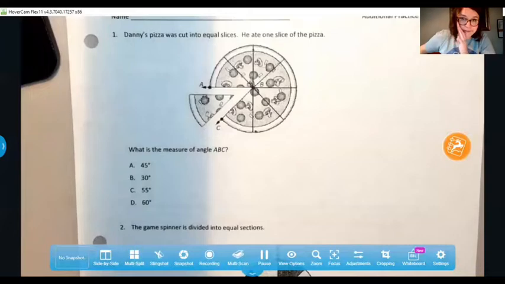I personally would eat like 3 or 4 slices of pizza, but Danny's trying to save all the other pizza for the other people in the family, which is very kind of him. I would not be that kind.